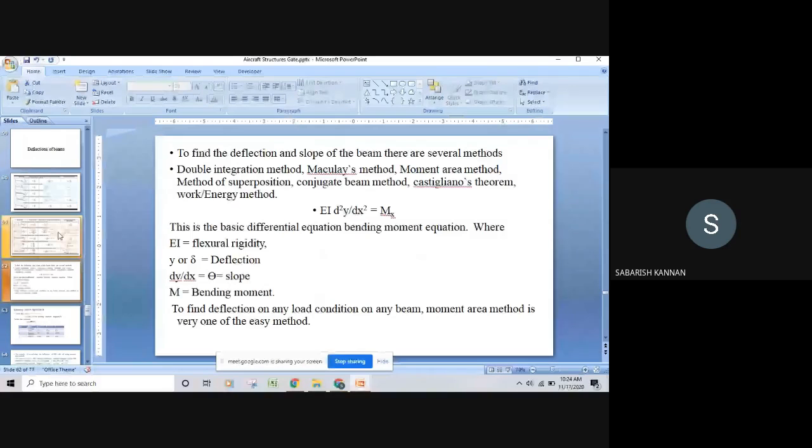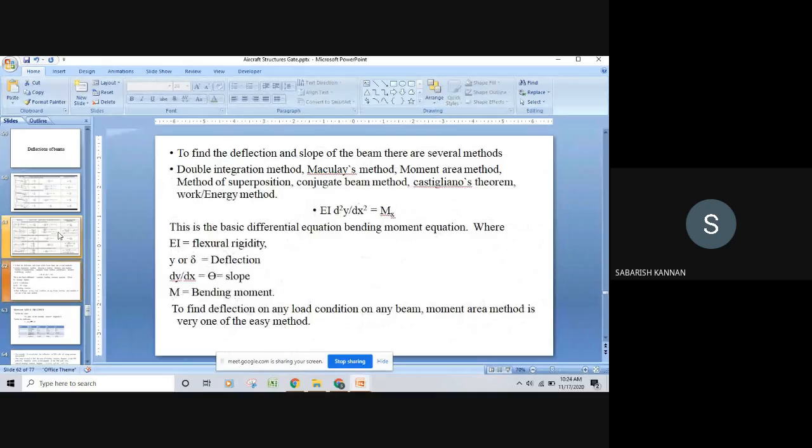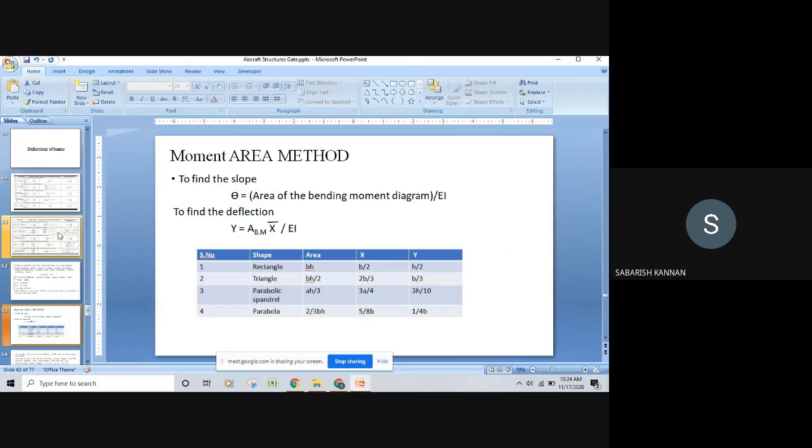So you just see what the B value and what the height value are. In that bending moment diagram, we have the values. That B value is L by 2 and the height value is PL divided by 4. Take the B value and H value, substitute here and find the area. Area of the bending moment diagram divided by EI gives the slope value.